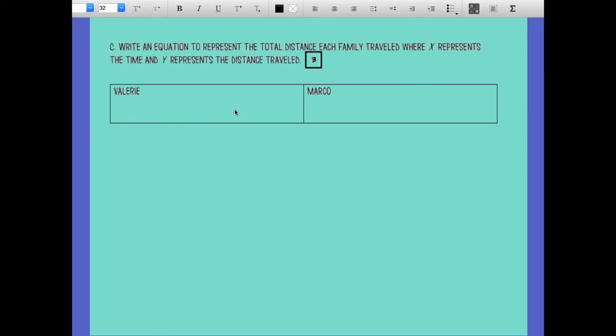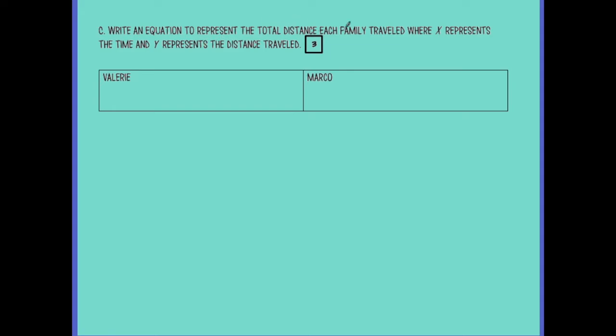All right, so writing an equation here with x represents the time and y represents the distance traveled. So we want mx plus b or kx. So Valerie is 48.75 for her slope, x. And we can write plus 0, or you can leave it like that. Marco, we're going to use his rate, 54.5 x.